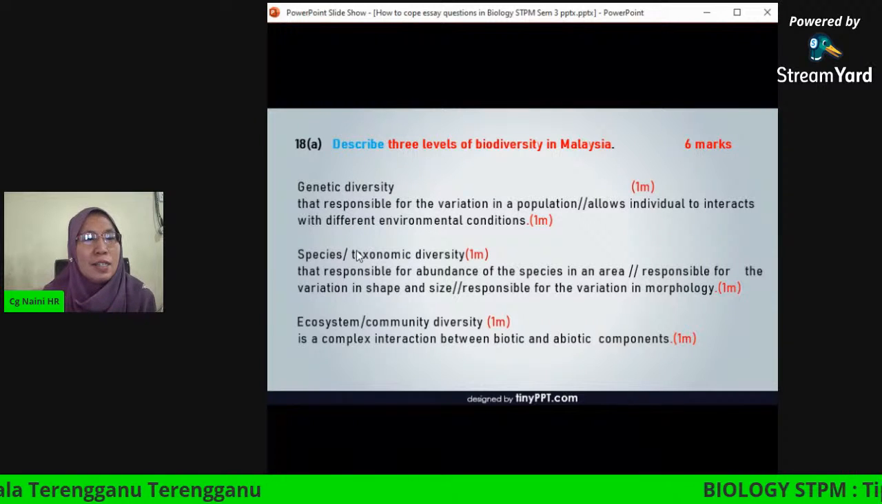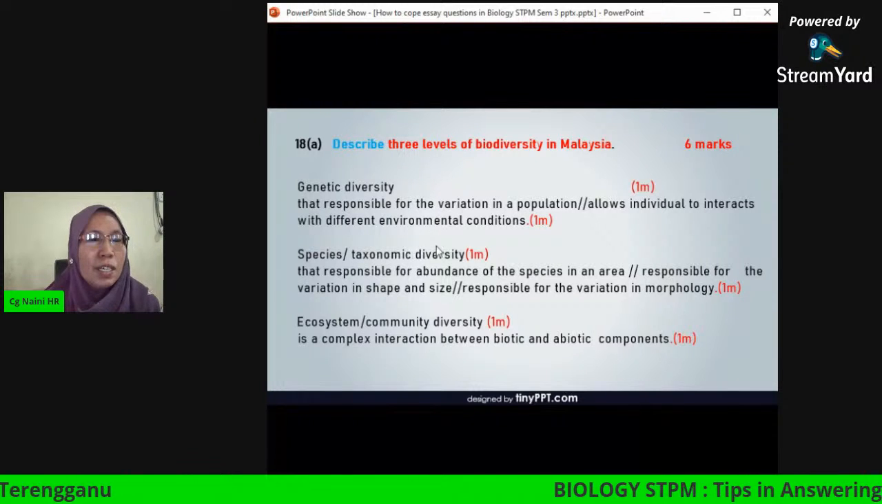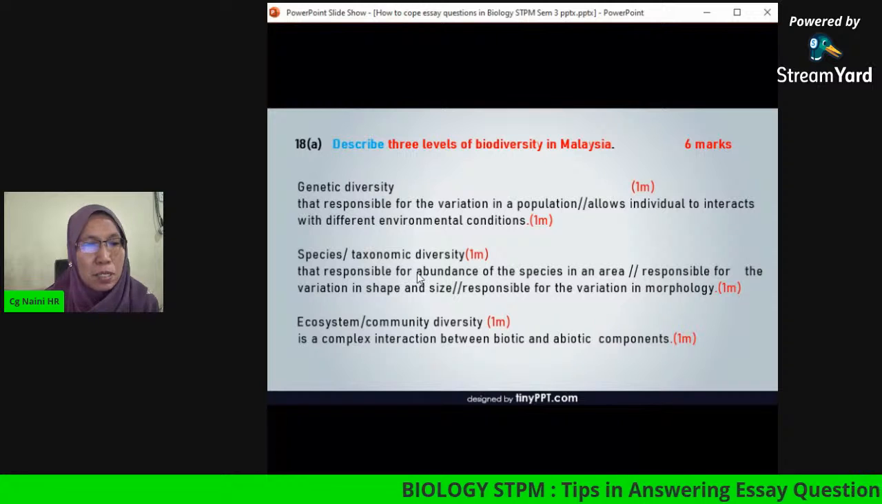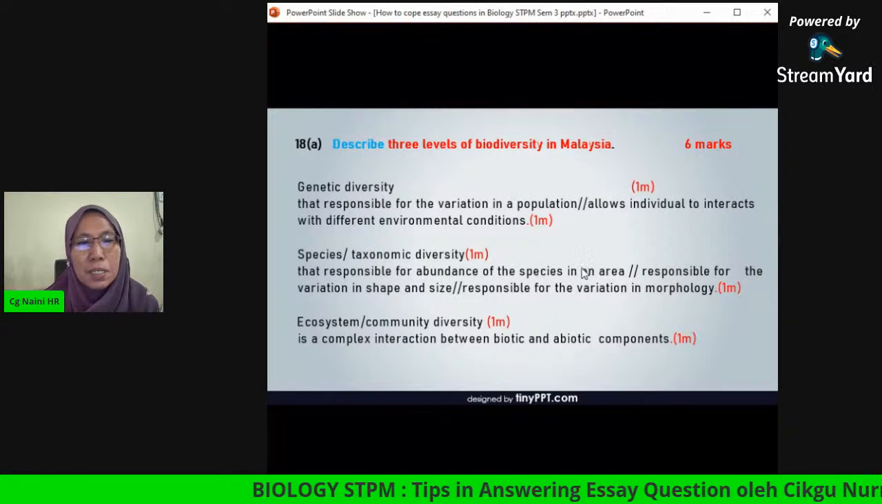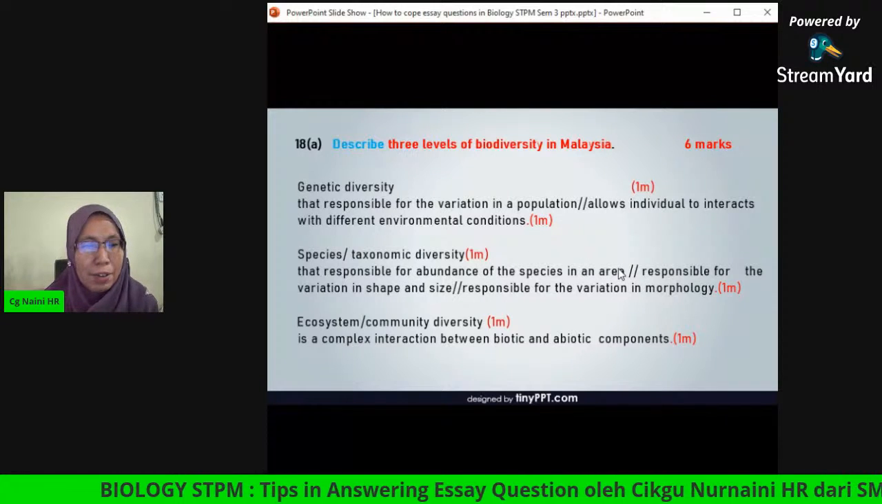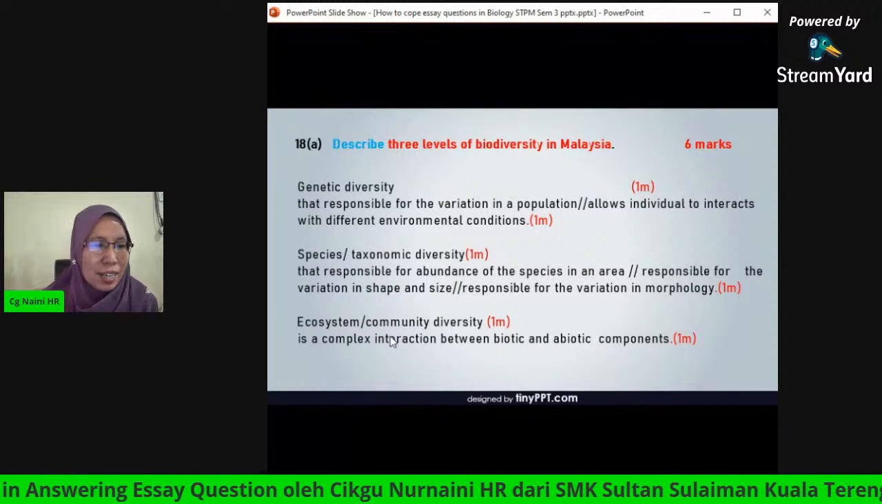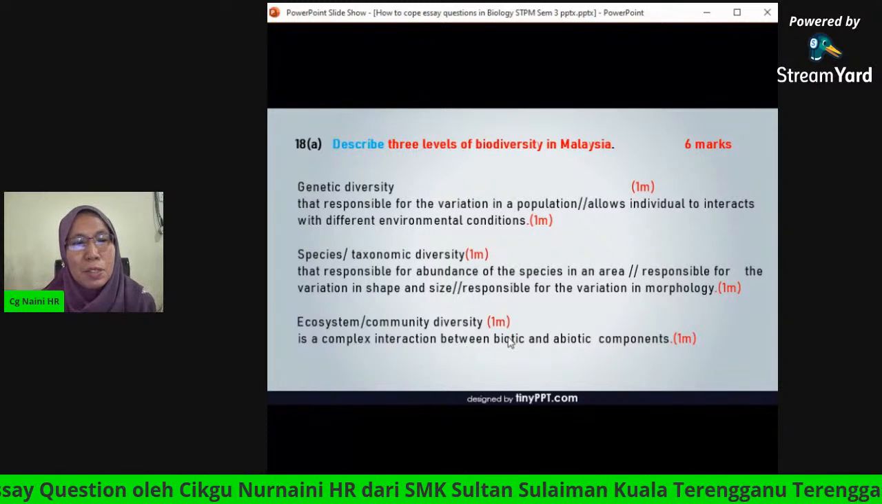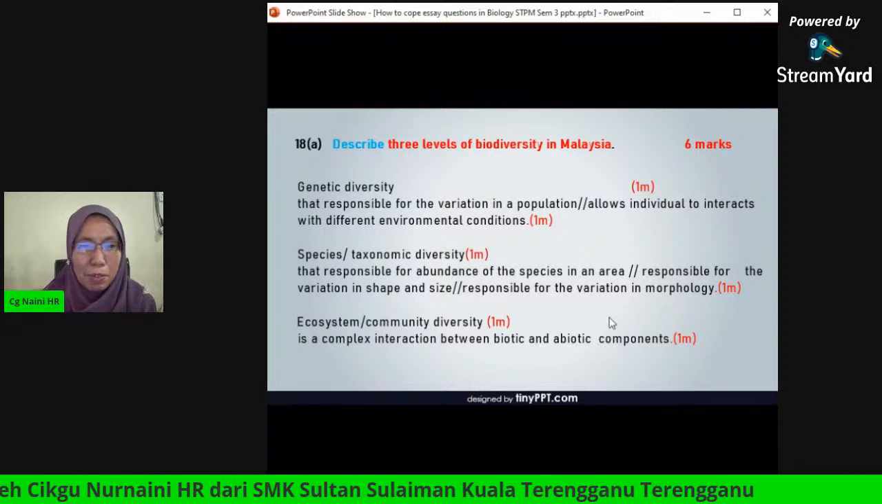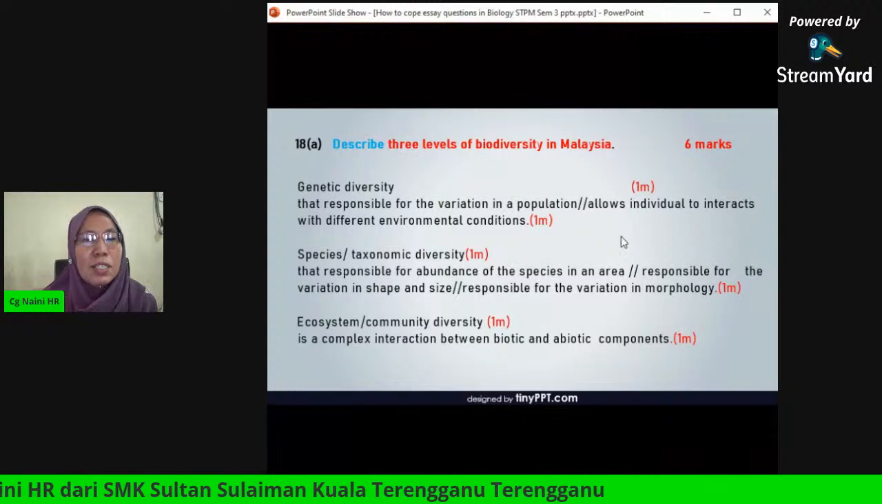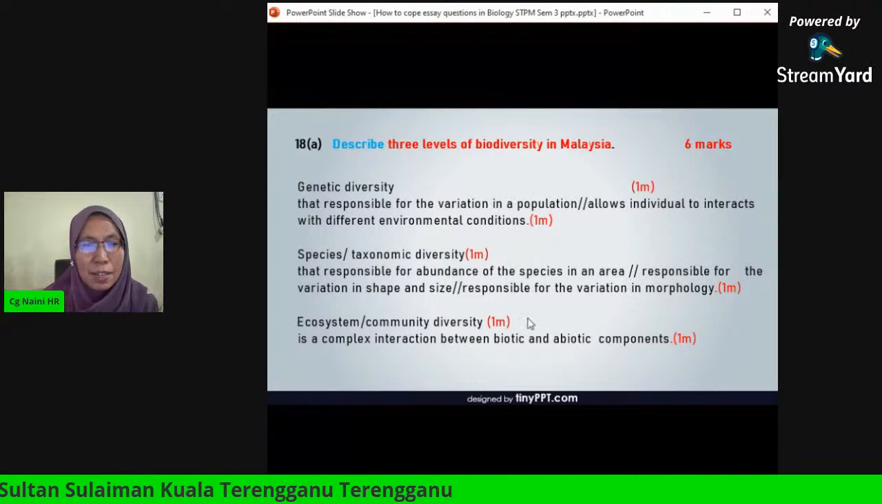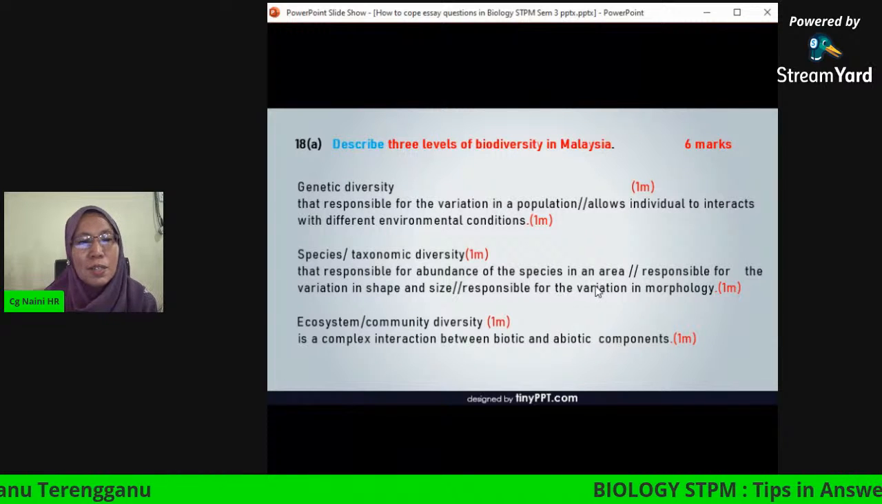Okay, the second one, species diversity. That is responsible for abundance of the species in an area. Ecosystem diversity is a complex interaction between biotic and abiotic components. Okay, so you must write in essay type, not the notes type.